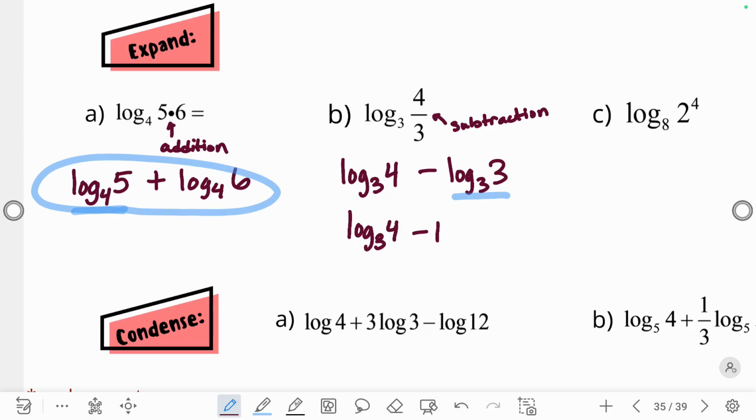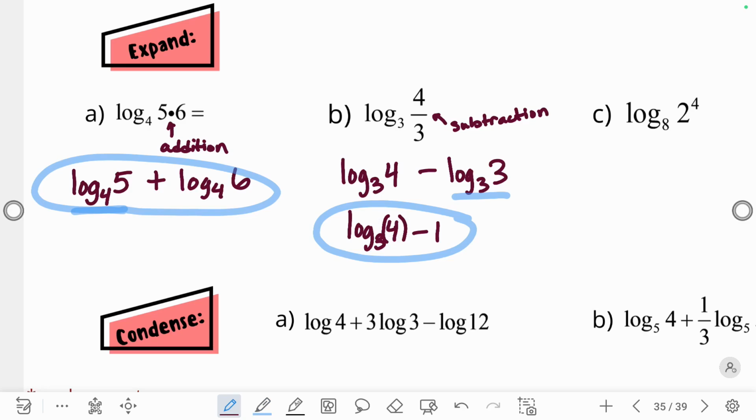3 to what power is 3? Is of course 1. So this is our best final answer. And don't let your brain trick you. You cannot subtract any further. So 4 minus 1 is not something you can do because it's log base 3 of 4. And then that's it. There's no more. Think of it as there's parentheses stuck right here.